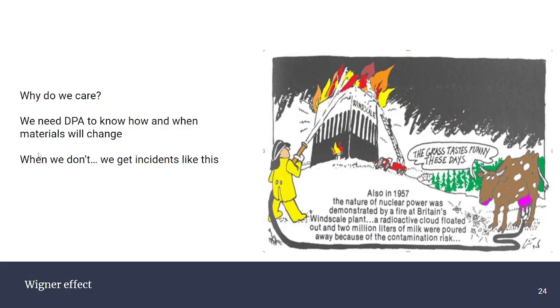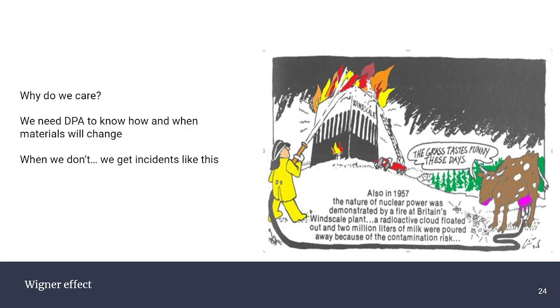So yeah, why do we need to know these DPA calculations and how it's going to affect our materials? Well, one application is something called the Wigner effect, which, I don't know if you guys have ever heard of the Windscale plant fire, but this is what was responsible for that, because we didn't have an understanding of the radiation effects on our materials.